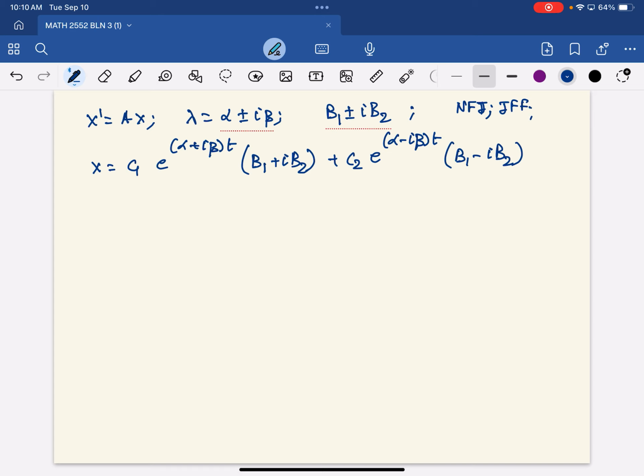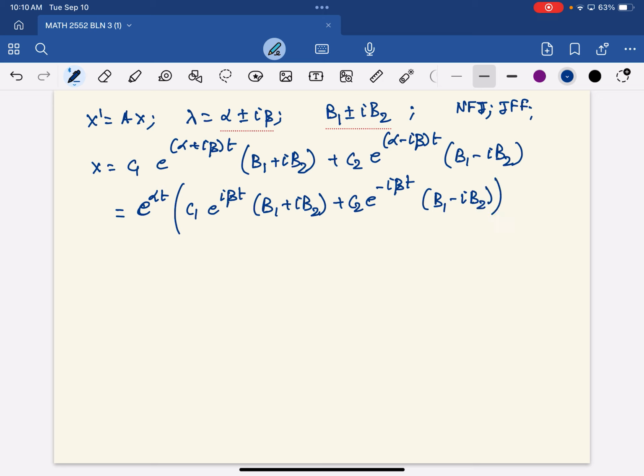So the natural thing would be, I would say, okay, e to the alpha t is the greatest common factor. So I want to factor it out. Then I get e to the alpha t times, C1 e to the i beta t times (b1 plus i b2), plus C2 times e to the negative i beta t times (b1 minus i b2). Agreed?